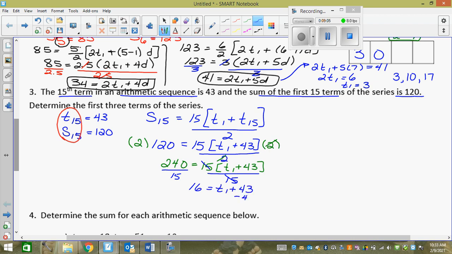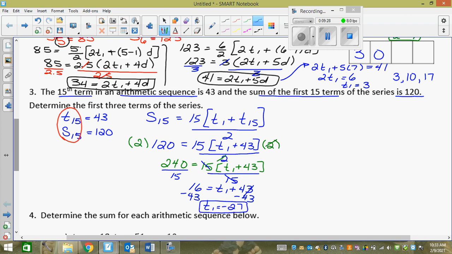Remember, if you're stuck, write what you do know and see if there's a formula on your formula sheet that is missing only one thing. Like you have all the rest and you're only missing one. So that's why I know I could use this formula, because I had S15, I had T15, I had N, and I was only missing T1. So at least I could solve for it, right? And then T1 equals negative 27.